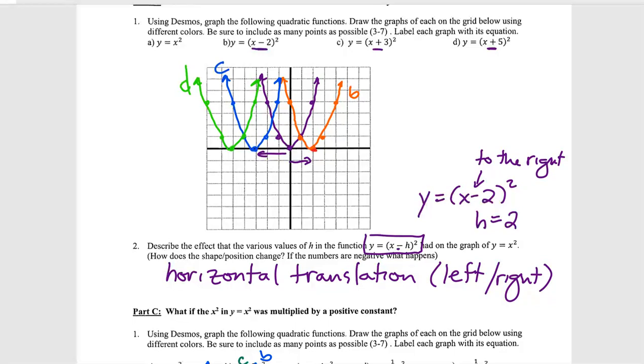Similarly to the other one, you'll notice the shape didn't change. It's the exact same pattern. Over 1, up 1, over 2, up 4. So the pattern stays the same. We're just shifting the whole thing left and right when there's something in the brackets.